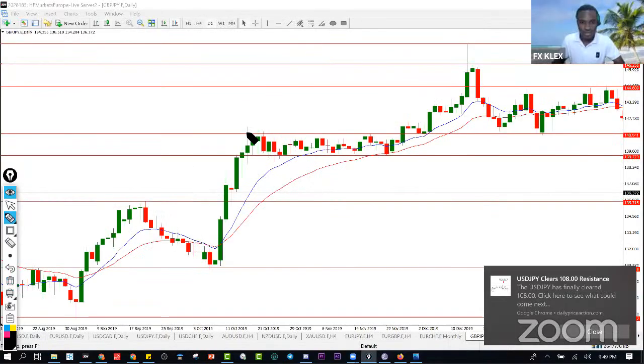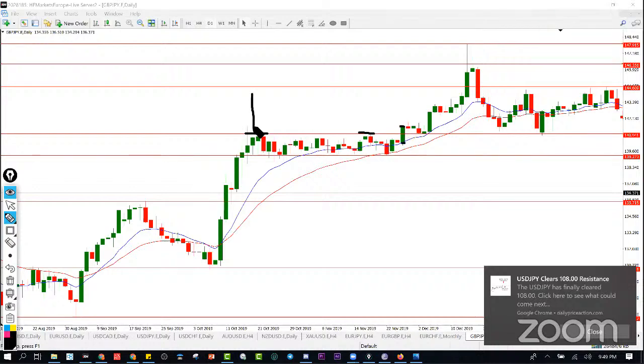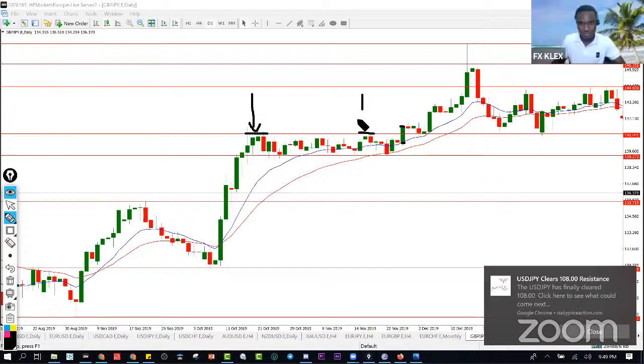Okay. Right here, I got a swing high. I got a candle formation cutting through this level right here. You can see I have a swing high right here, and another swing high right here. We can see the distance of the range, from this swing to the next swing high right here. I connected this zone right there with this zone right there.